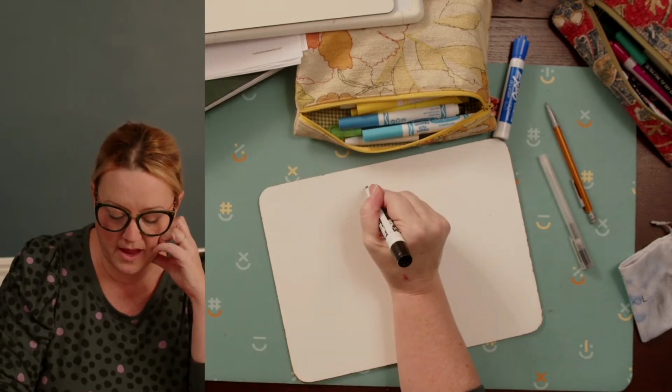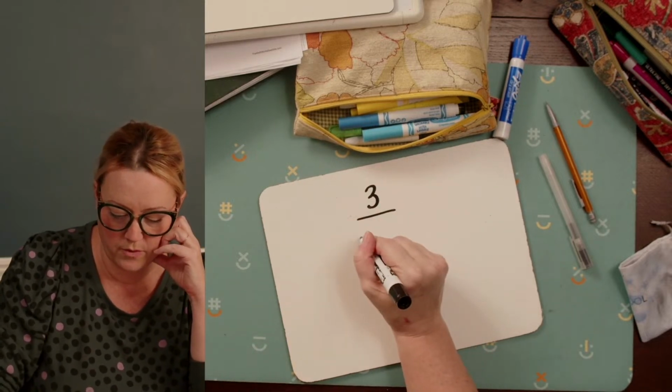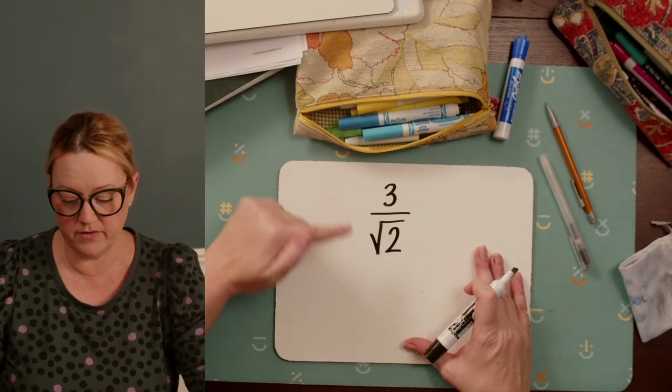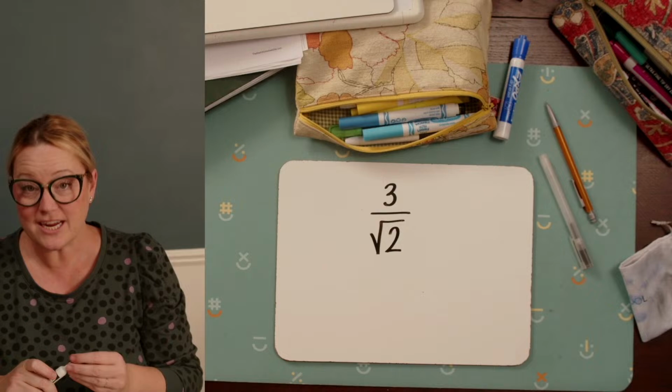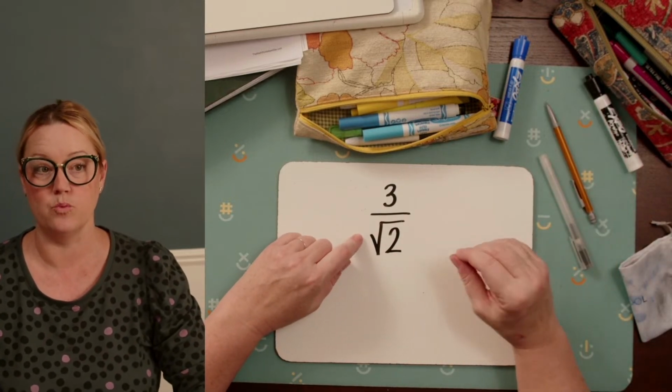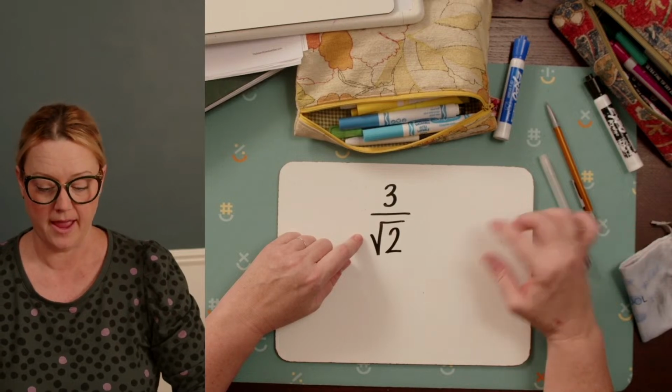So if I had something like 3 over square root of 2, okay? So we've got the numerator and we've got the denominator. So rationalizing the denominator means you're trying to make the denominator into a rational number, okay?